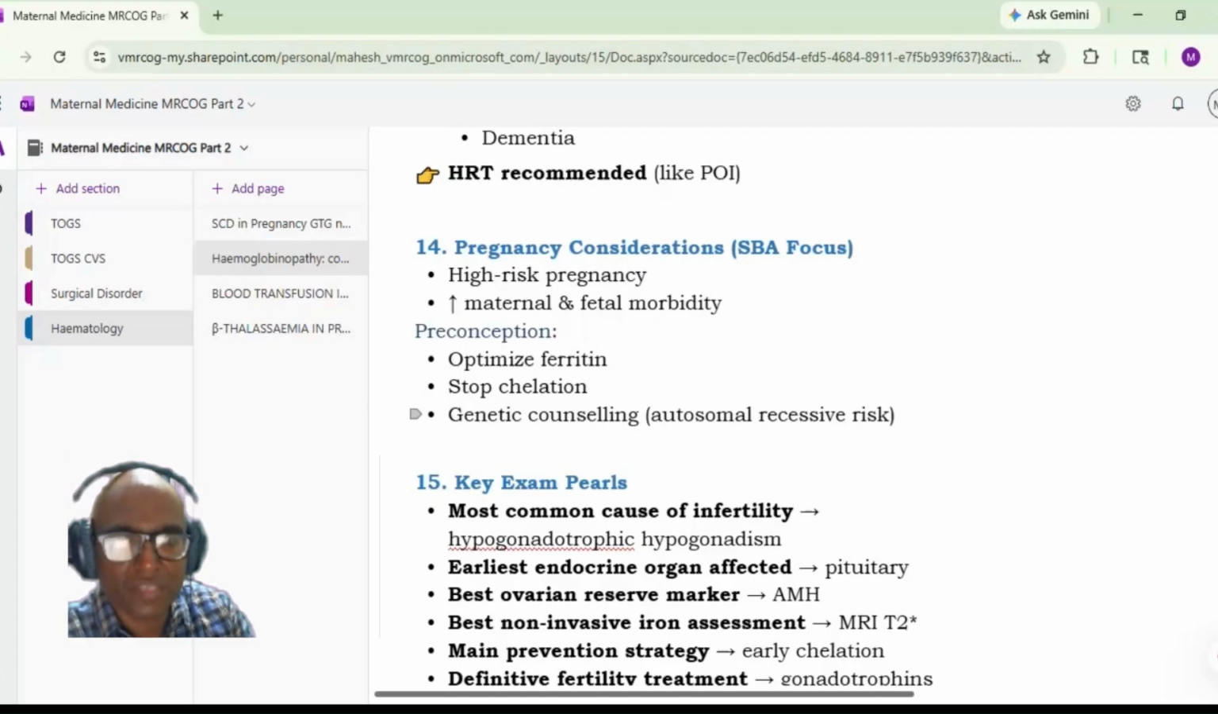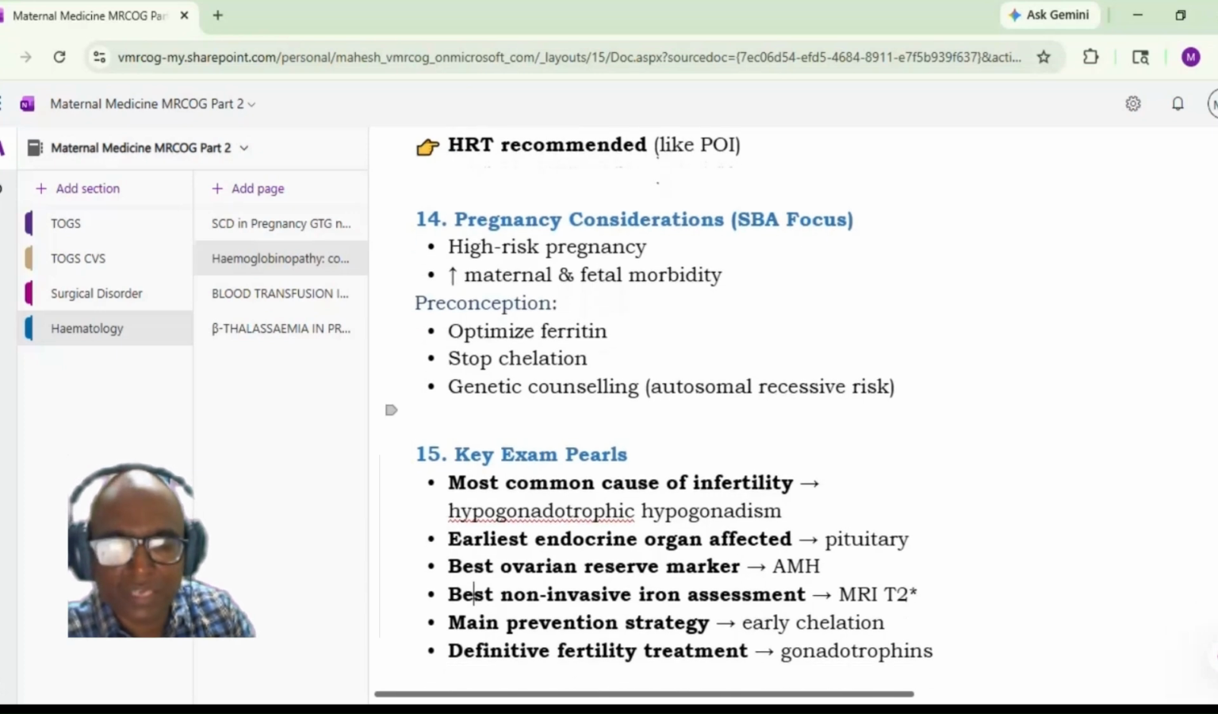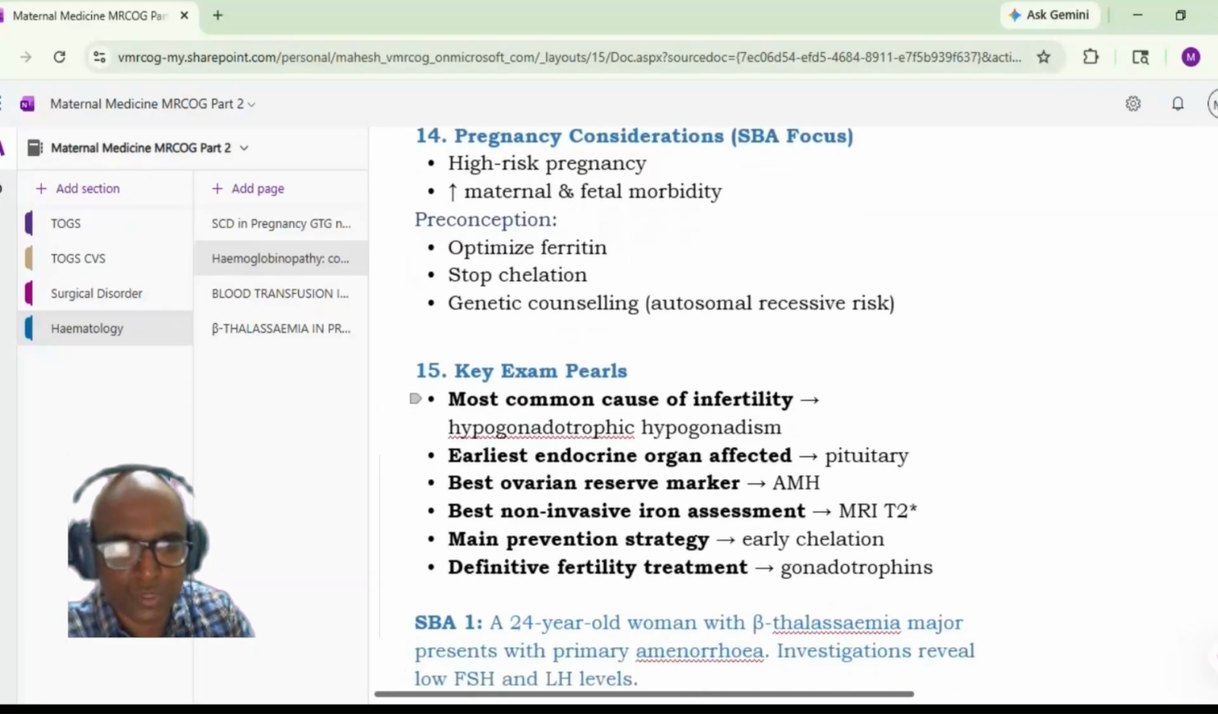So preconception, always optimize ferritin, stop chelation, then genetic counseling, because these are autosomal recessive diseases we are dealing with, so we need to discuss the risk of transmission also. From the examination point of view, the most common cause of infertility will be hypogonadotropic hypogonadism. The earliest endocrine organ affected is the pituitary. The best ovarian reserve marker is AMH. The best non-invasive iron assessment is by MRI T2. The main preventive strategy is early chelation, and the definitive fertility treatment is gonadotropin.